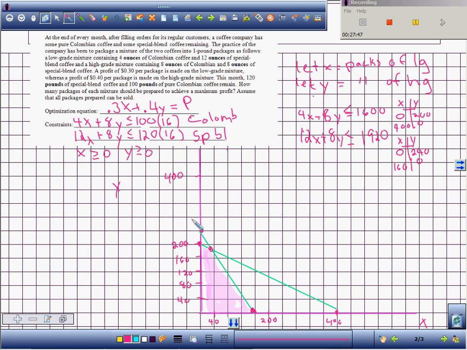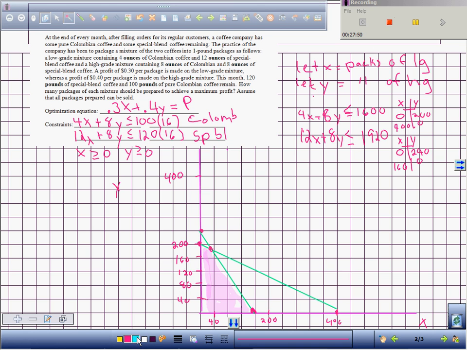Okay? And then, how come I didn't turn blue? I wanted it to turn blue. Anyway, oh well.